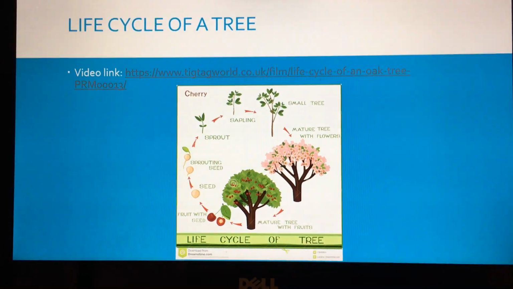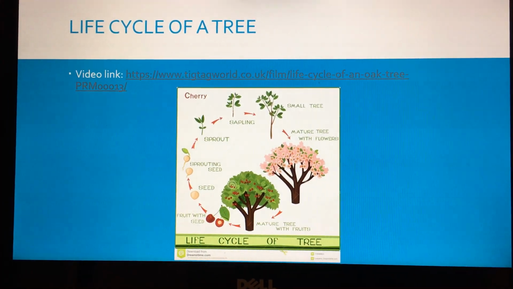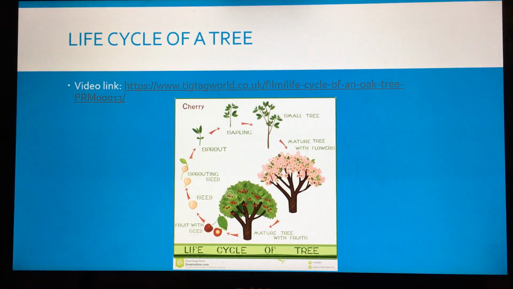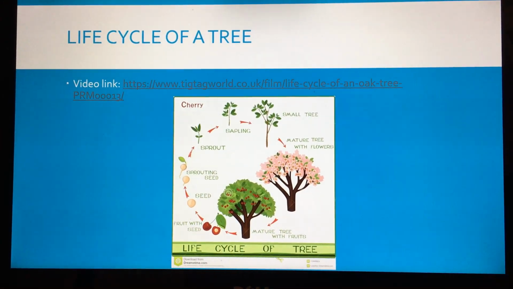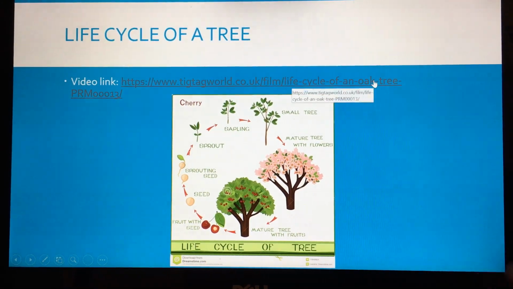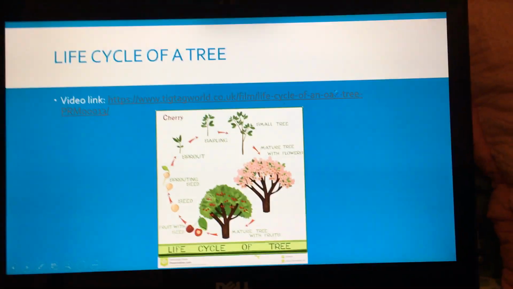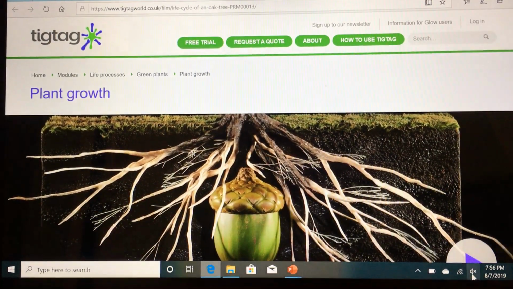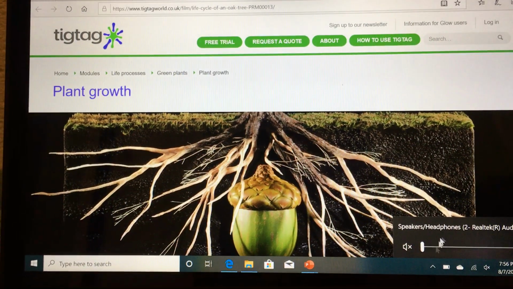So I found this short 2-minute video about the life cycle of a tree, because it's important to know, so I'll show you this real quick. Let me turn my volume on.